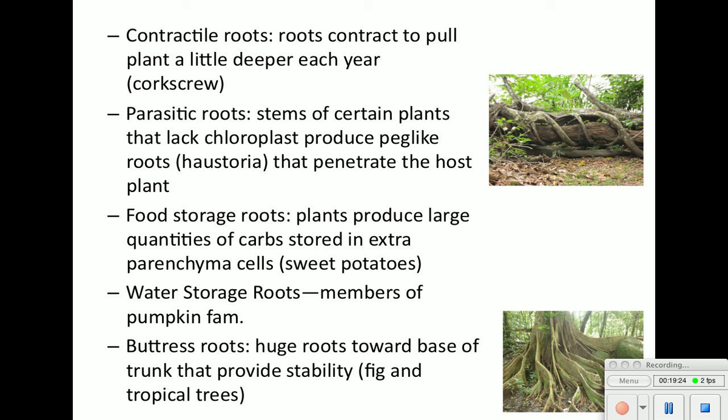Okay, now I'm just recording that in the lecture. Okay, contractile roots. Roots contract to pull the plant a little bit deeper each year, so you can kind of think of it as a corkscrew, so you can kind of see that going on here. We have parasitic roots, roots that grow into plants and steal nutrients. We have food storage roots, like sweet potatoes, tubers. They are made of parenchyma cells. We have water storage roots, pumpkin family, think of that. And then we have buttress roots, which I depicted here. Huge roots towards the base of a trunk, provide stability, so fig and tropical trees. So lots of modified roots.